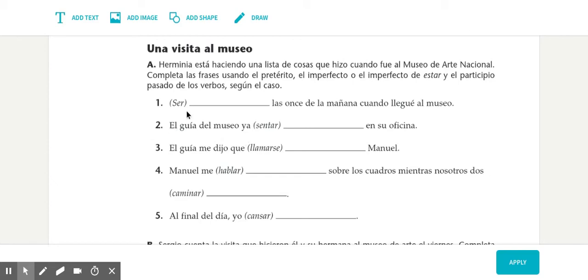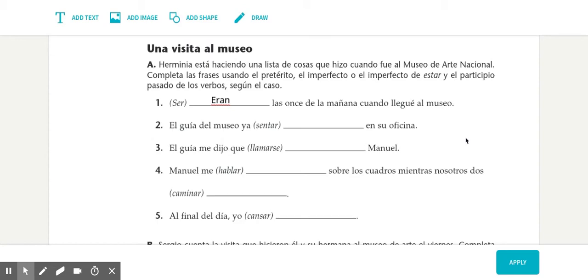Okay, so we have number 1. We're going to use the verb ser, and then we have las 11 de la mañana. So obviously this is a time of day, right? 11 in the morning. Cuando llegué al museo. So you're going to say it was 11 o'clock in the morning when I arrived at the museum. So we have to remember, how do we tell time in the past, right? We say eran to talk about what the time was. Eran las 11, era la una, etc. So that is actually the imperfecto de ser.